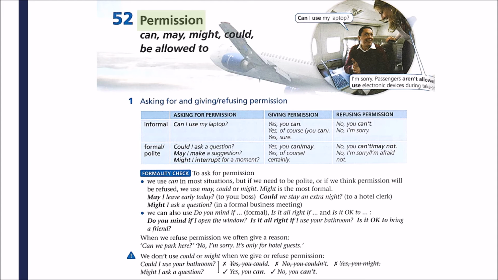We can ask for permission with modal verbs as well. Here are some examples, and among these examples, might is the most formal, but it's also old-fashioned. If you want to sound polite, it is more natural to say, "Do you mind if?" "Is it alright if?" And casually, "Is it okay to do something?"